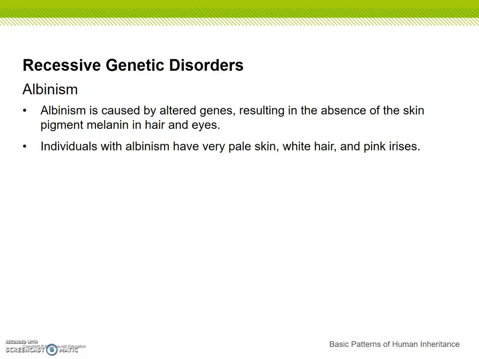We also have albinism. Albinism is caused by altered genes resulting in the absence of skin pigment, called melanin, in skin, hair, and eyes. Individuals with albinism have very pale skin, white hair, and pink irises. So no matter what the person's ethnicity or race or where they come from, none of that matters. If you have albinism, your skin is white, like the color of milk or paper.